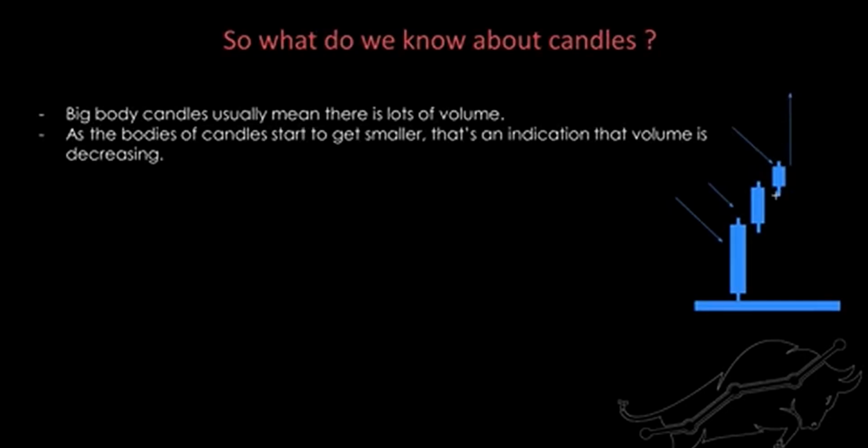But when we look at the way the candles are forming, we see that this is a high volume candle. Small body candle means the volume is dying, and then again the volume is dying a little bit. So the biggest mistake I've seen people make in the charts is that they buy at the very top.